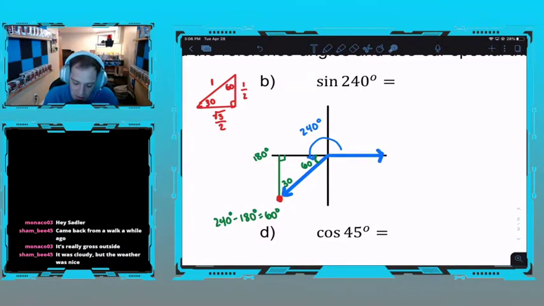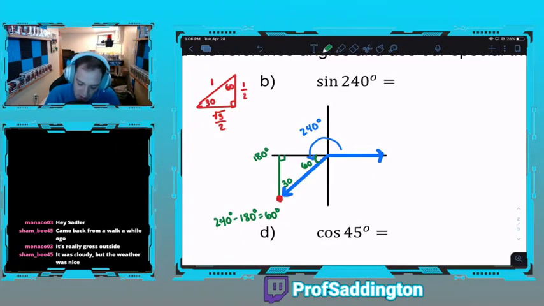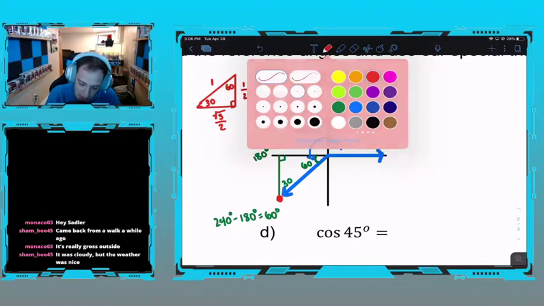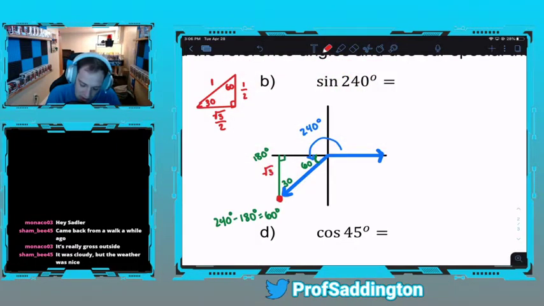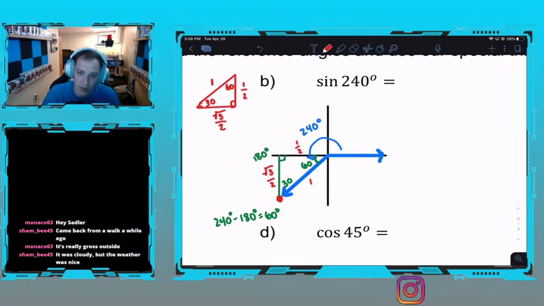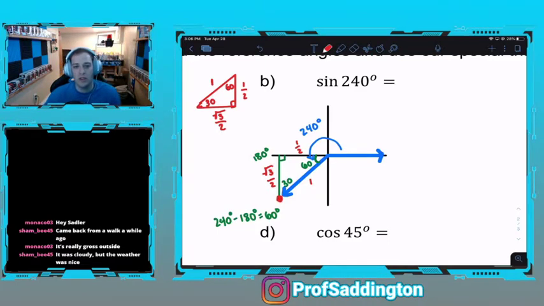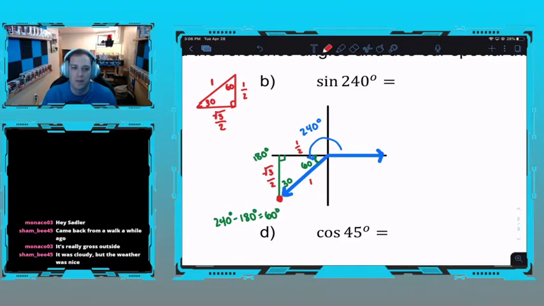So across from the 60 degree angle, we have that radical 3 over 2. So across from the 60, I have radical 3 over 2 right here. Across from the 30 degrees, we have our 1/2. And the hypotenuse is always 1, because we're always going to use this using the unit circle.